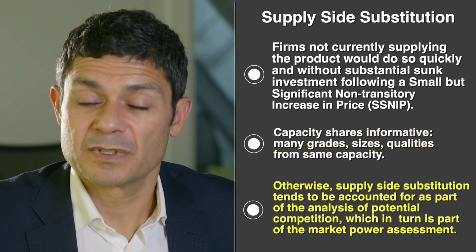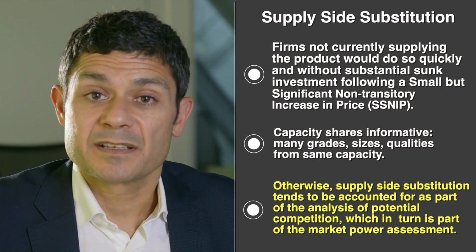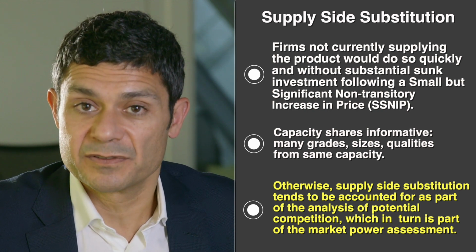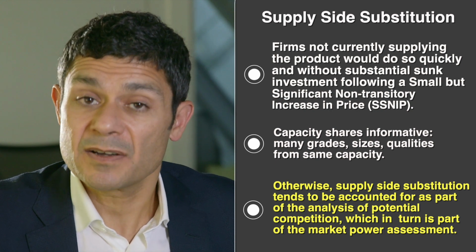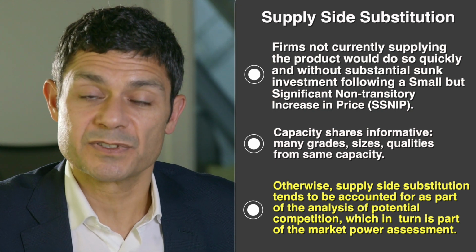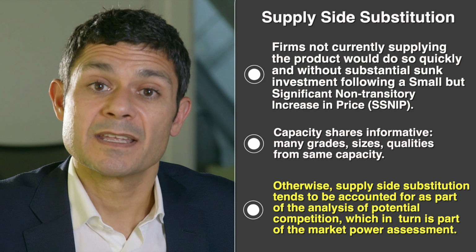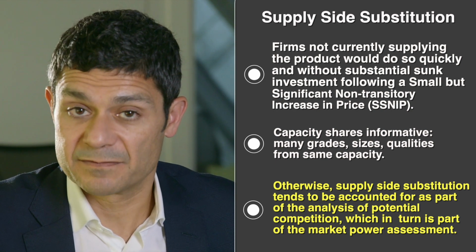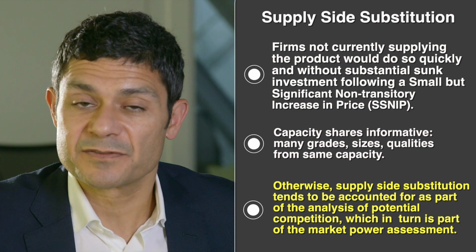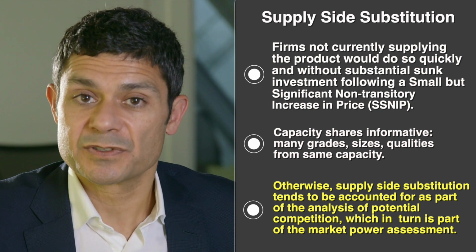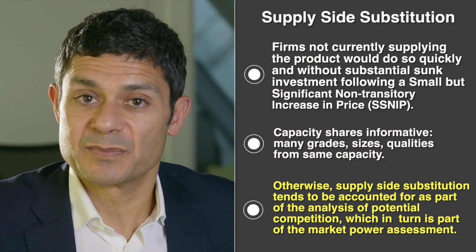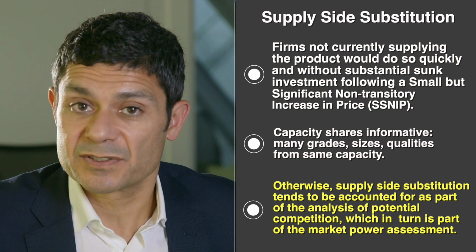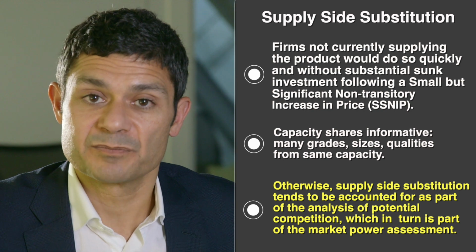So for example, on the demand side, size 39 shoes are not in the same market as size 45 shoes. However, on the supply side, the ability to produce size 39 shoes implies the ability to produce size 45 shoes and vice versa. Similarly, with grades of paper, the ability to produce one grade of paper implies the ability to produce many grades of paper, even if on the demand side those grades are used for different purposes.